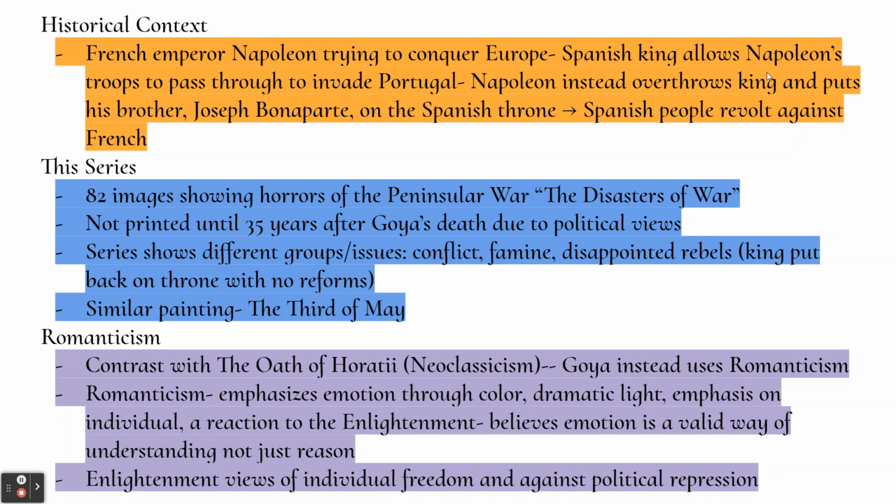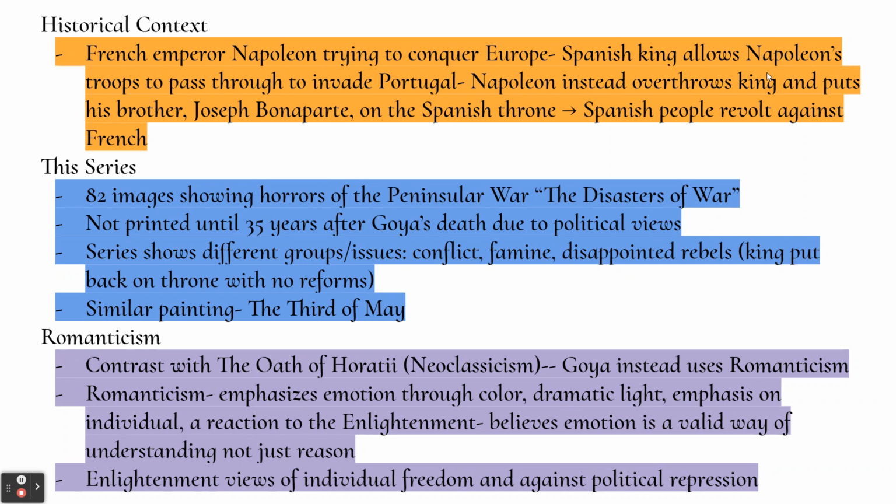And we actually learned a similar painting already called the 3rd of May, which I'll show you in a minute, and I think some of you will recognize. This is a new artistic movement. So we've been talking about neoclassicism. Now, the next couple of days, we're going to look at romanticism.